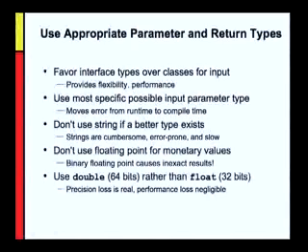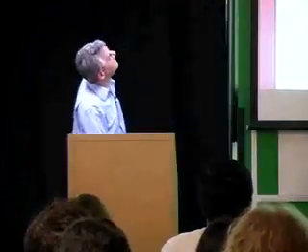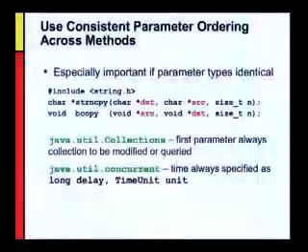Let's see, I'm going to have to just run through the rest of this. This one is really important. Use consistent parameter ordering across methods. So here's an example of what not to do, a real example from Unix.